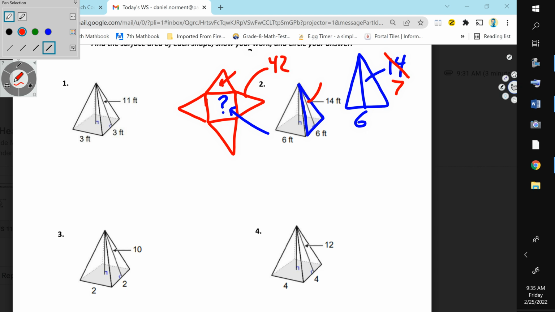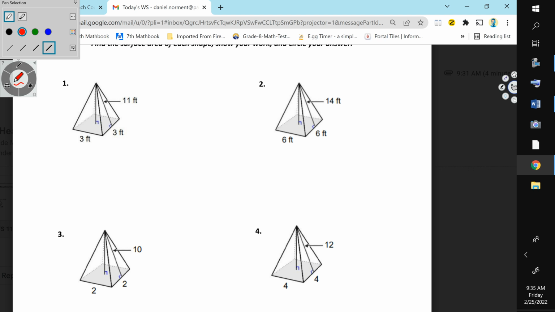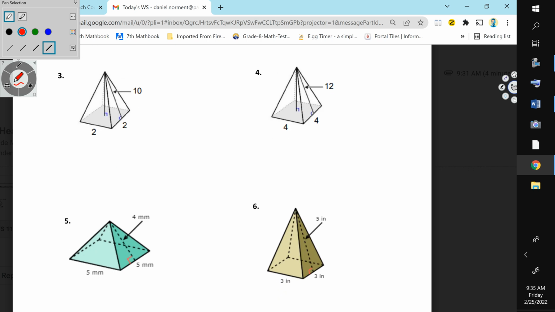So all of these have an area of 42. So you're going to take this plus 42 plus 42 plus 42 plus 42, and that will give you the answer. Some people might want to take 42 times 4 plus the area of the base. That's also fine as well. Number 3, and pay attention because you're going to be doing number 6 on your own. You're going to get no help with that.